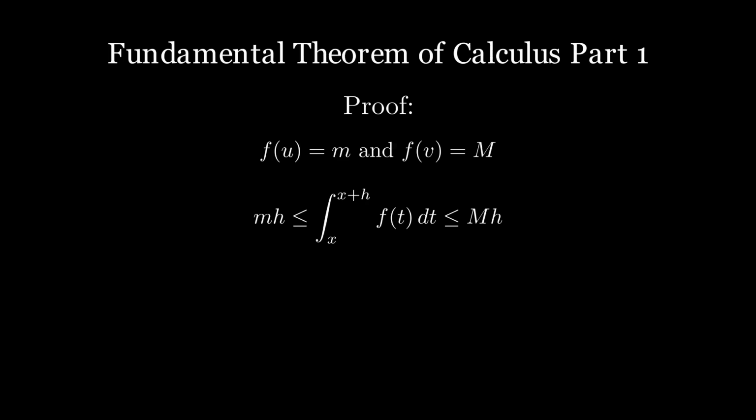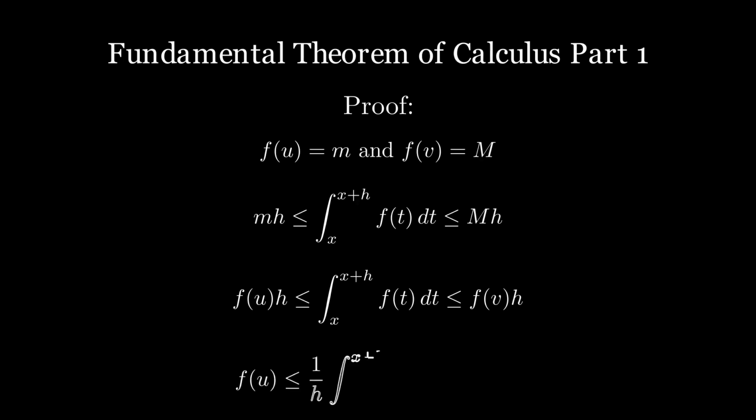Multiplying by h gives the area under the rectangle created by multiplying the absolute extrema value by the width of h, while the integral represents the area under the curve of the function f from x to x plus h. We can substitute the lowercase m and the uppercase M with f of u and f of v respectively, and we can divide by h to simplify the inequality further.